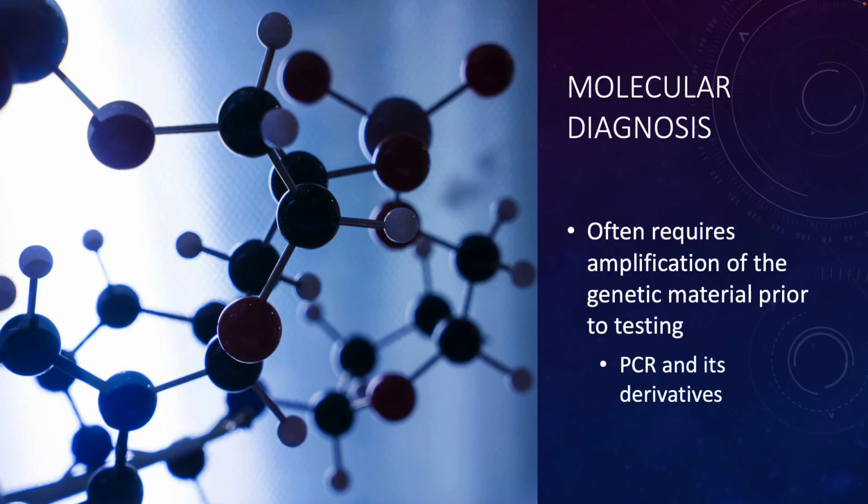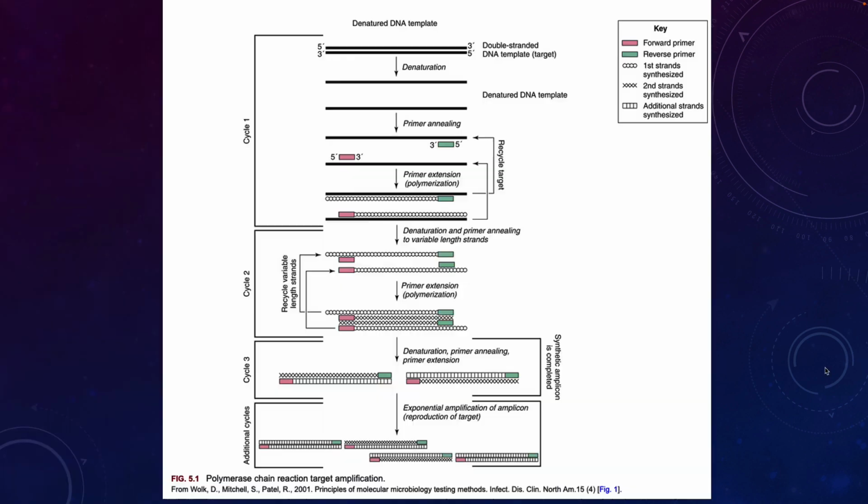Clinicians can also rely on more modern techniques, such as molecular diagnoses, to diagnose an infection. When I say molecular diagnosis, I'm talking about things like DNA or protein detection. When we're talking about DNA or RNA, so any of the nucleic acids, if we're trying to detect them, often that will require amplification of the genetic material prior to testing. And what we're talking about here is PCR and its derivatives like reverse transcriptase PCR, qRT-PCR, things like that.